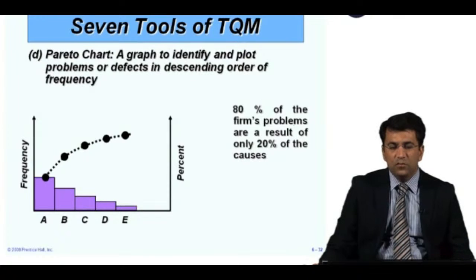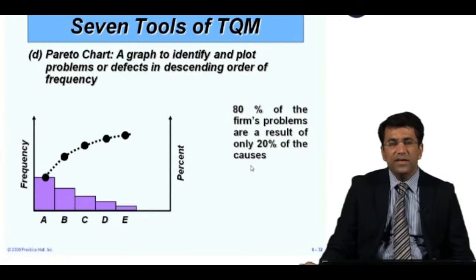Next important tool out of those 7 tools of TQM is the Pareto chart, a graph to identify and plot the problems or defects in descending order of frequency. Now again, it is usually said by quality gurus that 80% of a firm's problems are a result of only 20% of the causes.